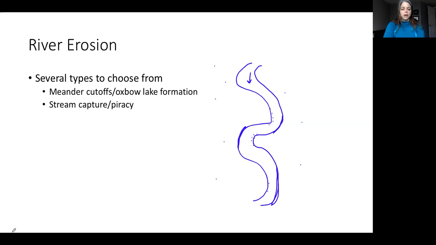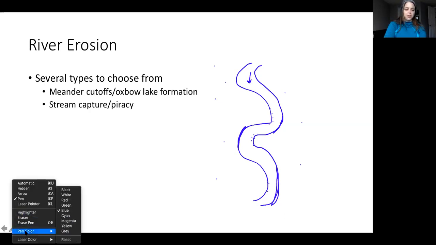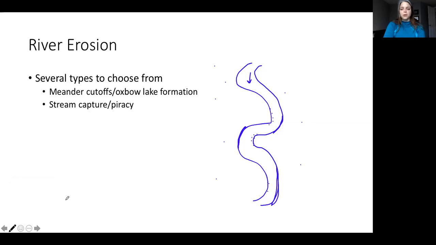So over time, and my next color I'm going to pick here is going to be red. Over time, that cut bank is going to cut out further, and that point bar is going to migrate across. So in whatever my time frame is going to be, maybe this is now what my channel looks like, the red line. So exaggerating, that point bar has come across here. This one's maybe looped around like this. It's a big time frame here.